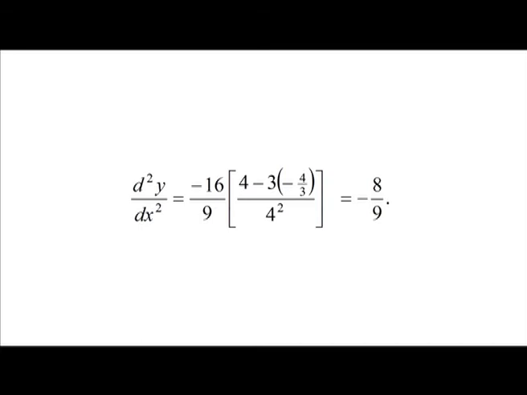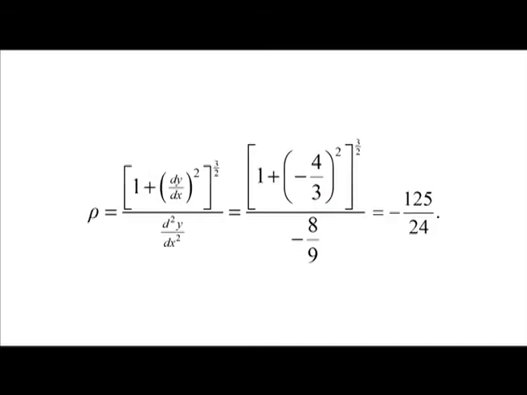Hence, at the point ordered by 3 4, rho is equal to 1 plus dy by dx square all raised to 3 by 2 all divided by d square y by dx square, which is equal to 1 plus negative 4 by 3 square all raised to 3 by 2 all divided by negative 8 by 9, which is equal to negative 125 by 24.